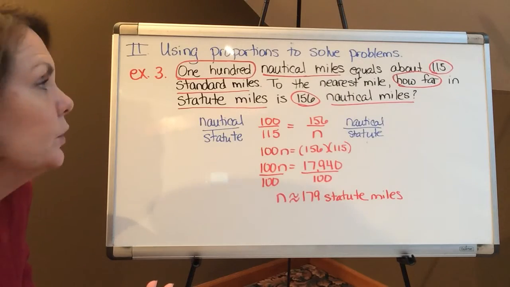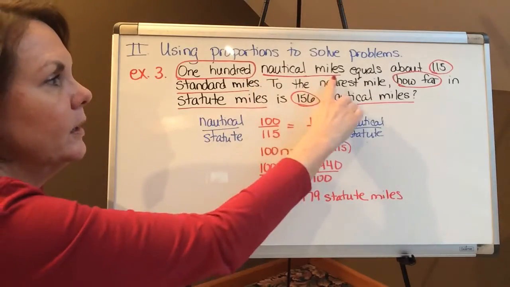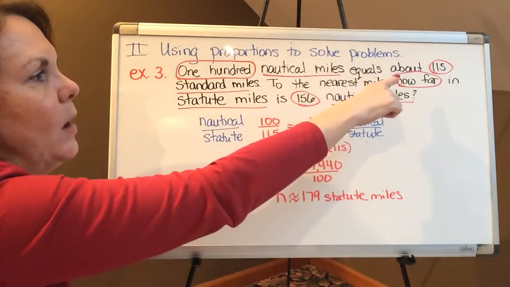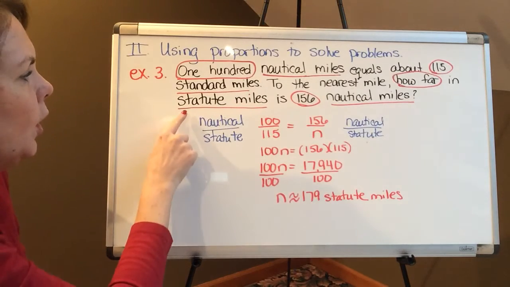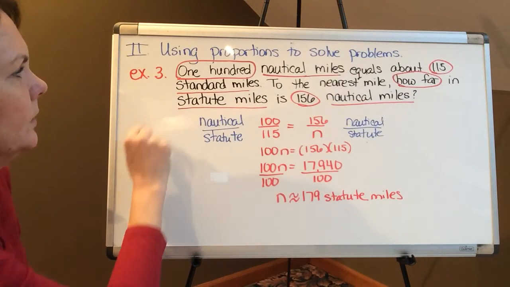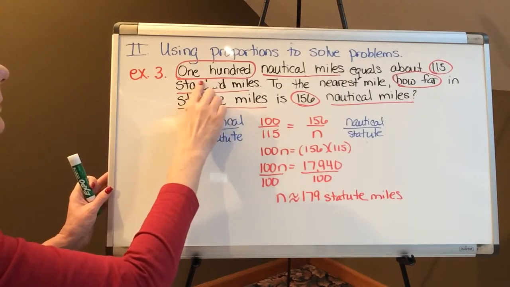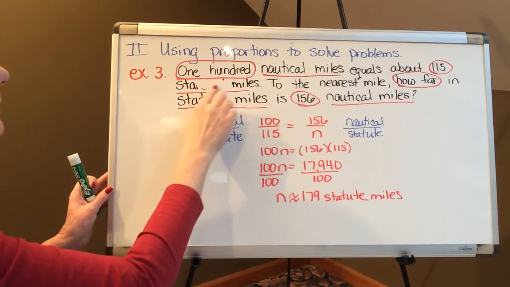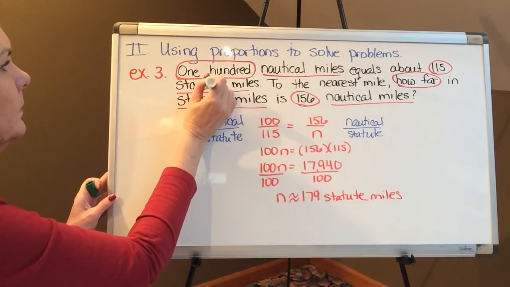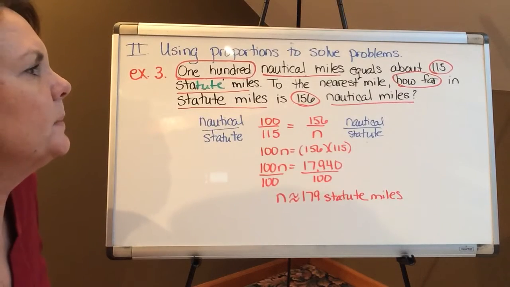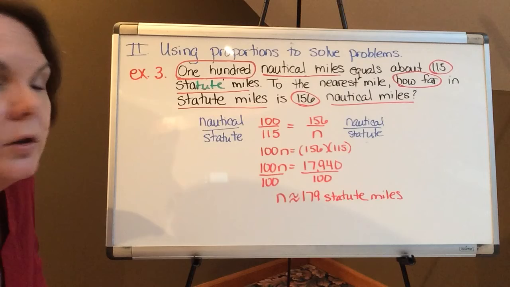It helps you organize your thoughts. So I have 100, which is a number. 100 what? Nautical miles. Equals about 115 what? Standard miles. So the two things I'm comparing are nautical miles to, not standard, it was supposed to be statute miles. Let me just change that. Statute miles. To the nearest mile, how far in statute miles is 156 nautical miles?